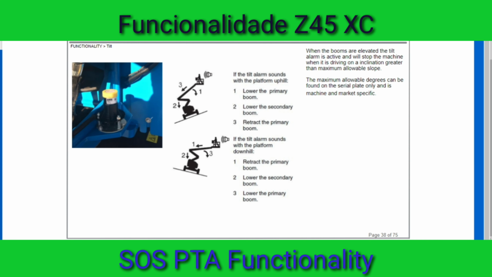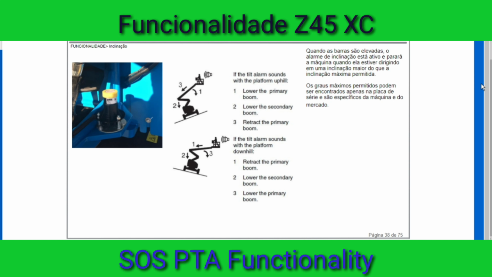When the booms are elevated, the tilt alarm is active and will stop the machine when it is driving on an inclination greater than the maximum allowable slope. The maximum allowable degrees can be found on the serial plate only and is machine and market specific.